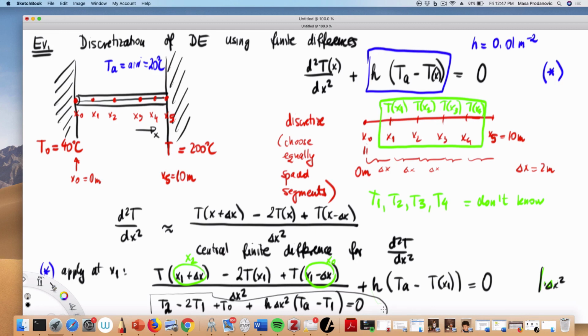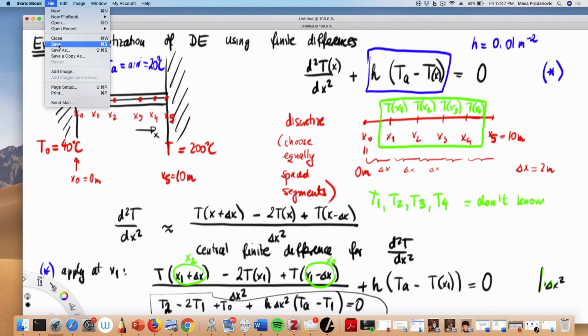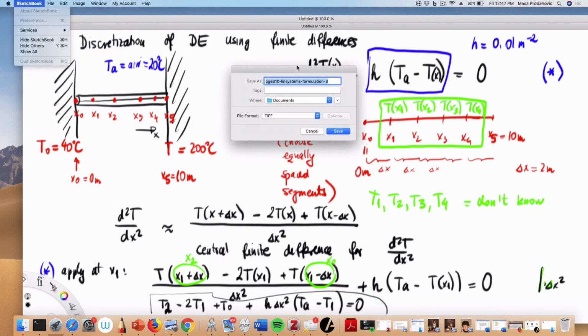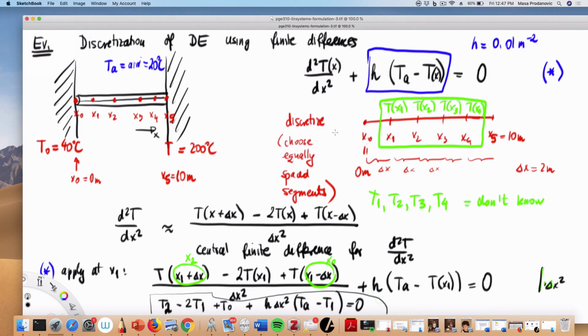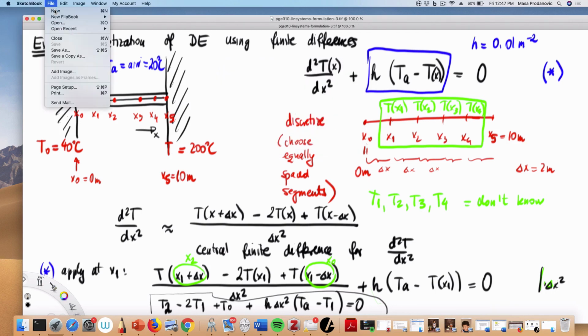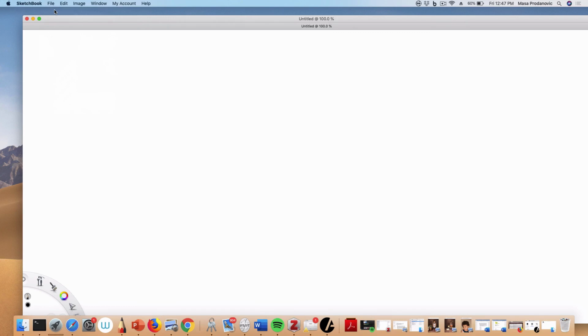All right, excellent. So let's now actually clean this up, or let's just proceed and formulate one more. We have time for one more. So one more would be at node x2.